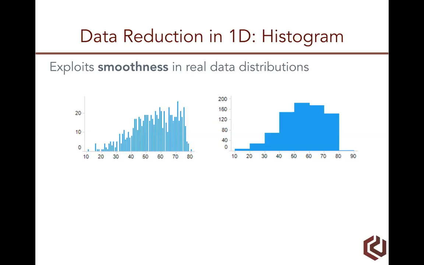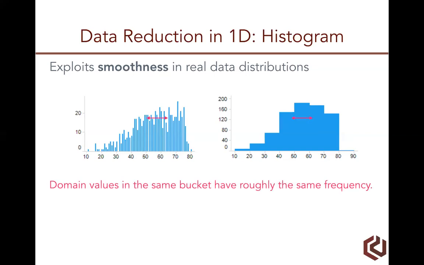Fundamentally, histograms are exploiting smoothness in real data distributions, right? This is something that we often don't think about. We often think about a histogram as a compression tool or a summarization tool. But what is the inductive bias that it's using to actually compress? It is exploiting smoothness. It's basically exploiting the fact that nearby values are going to have similar frequencies, right? It is fundamentally exploiting smoothness in the distribution. This is what it's doing, right?